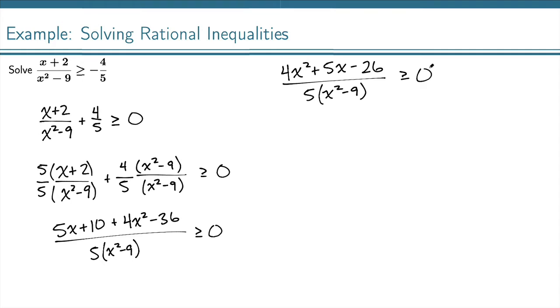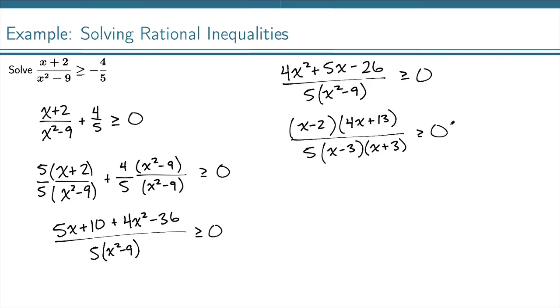Now our goal here is to find the zeros of the numerator and denominator. That means we like everything factored, if possible. So I'm going to trust that we can figure that out here. For that numerator, we get an x - 2 and a 4x + 13. And our denominator, that's a difference of squares, so we've got our x - 3 and our x + 3.